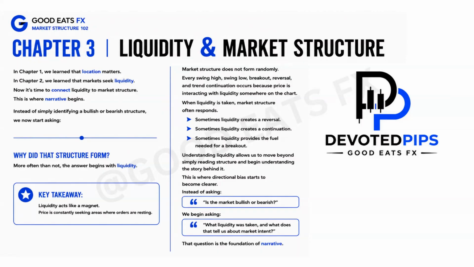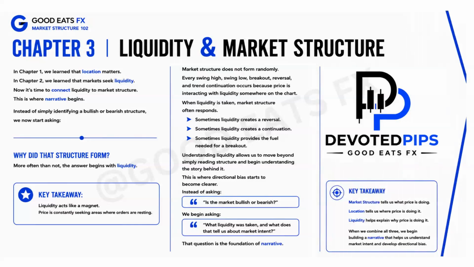So understanding liquidity will allow us to move beyond simply reading structure, and we'll begin to understand the story behind what we're seeing on the charts. This is where directional bias starts to become clear. Instead of asking, is the market bullish or bearish, we'll begin asking, what liquidity was taken and what does that tell us about the market's intent? That question is the foundation of narrative.